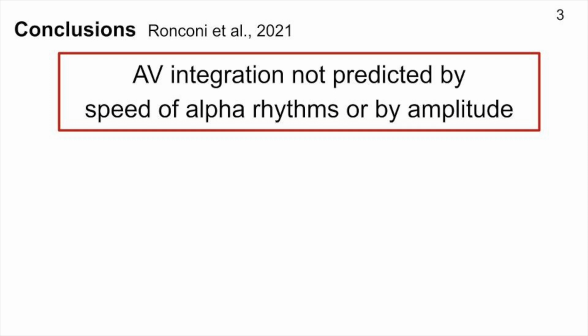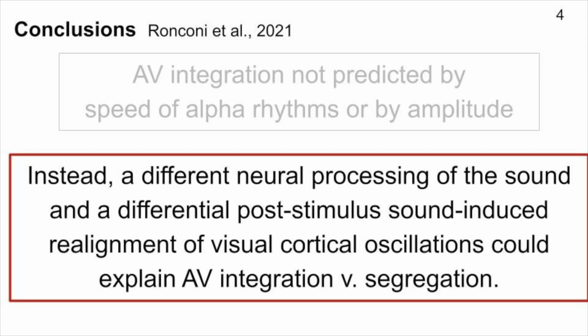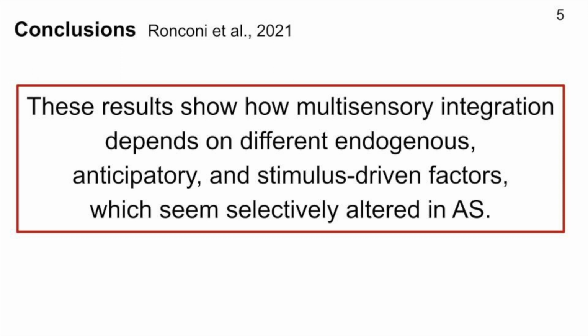Integration was not predicted by speed of alpha rhythms or by amplitude. Instead, a different neural processing of the sound and a differential post-stimulus sound-induced realignment of visual cortical oscillations could explain integration versus segregation. These results show how multisensory integration depends on different endogenous, anticipatory, and stimulus-driven factors, which seem selectively altered in autism.